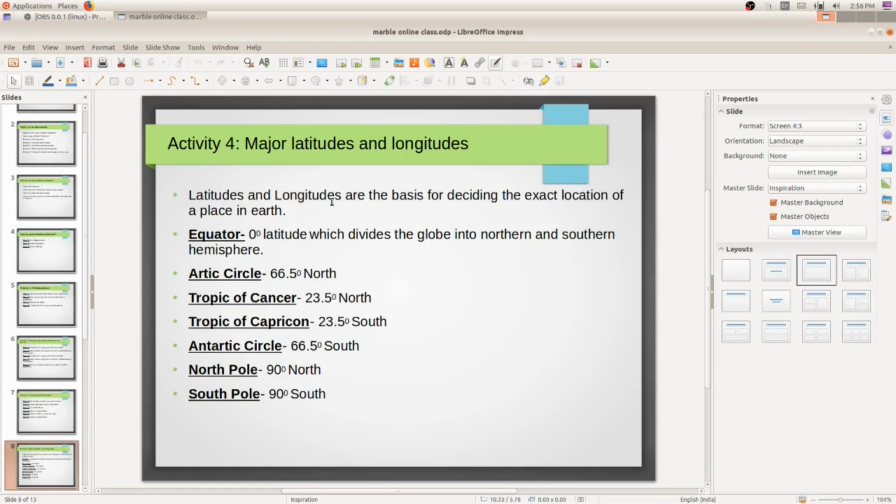Latitudes and longitudes are the basis for deciding the exact location of a place on Earth. So don't learn it by heart, my dear students. What is the use of this latitude and longitude? I will explain it through an example. Suppose you want to go for a tour and your tour place is Thiruvananthapuram and you are going from Thrissur. You don't know the location and you don't know the route map to reach Thiruvananthapuram.